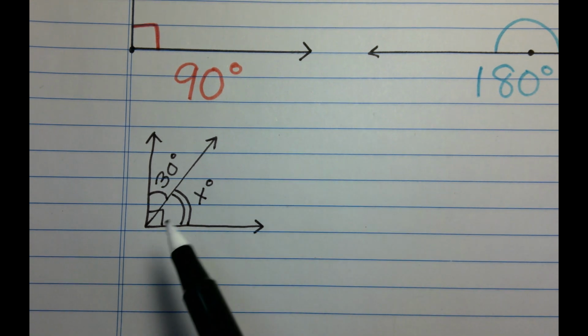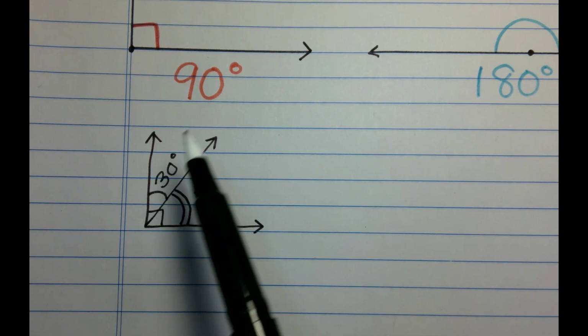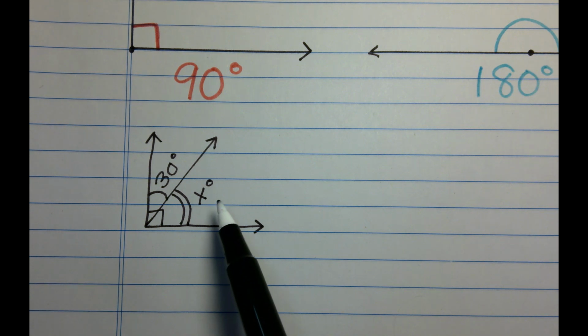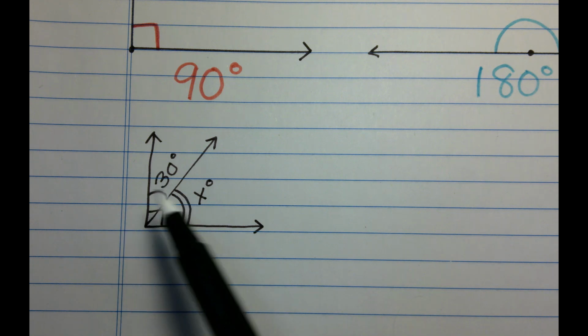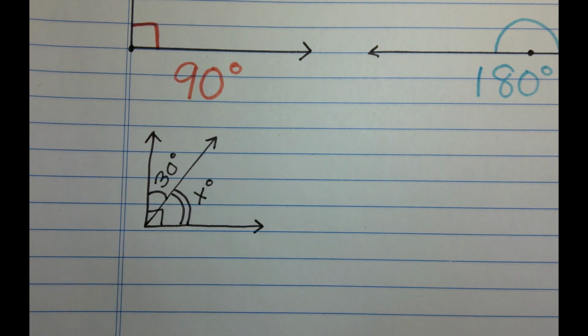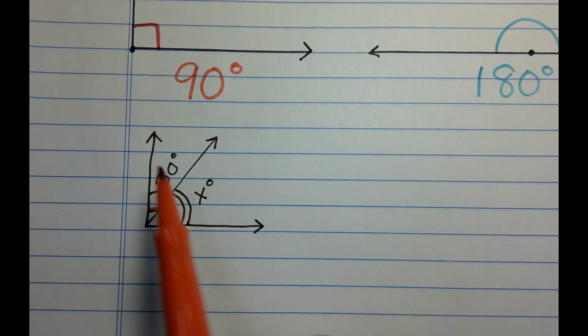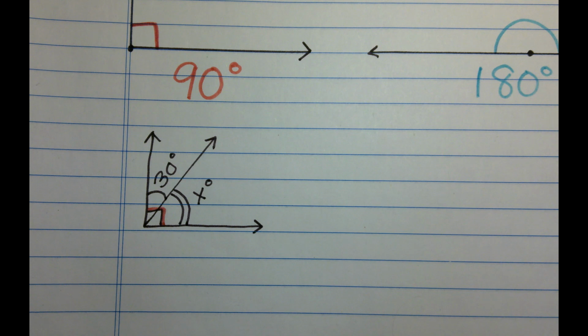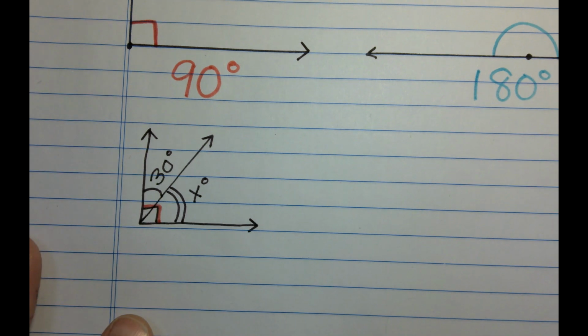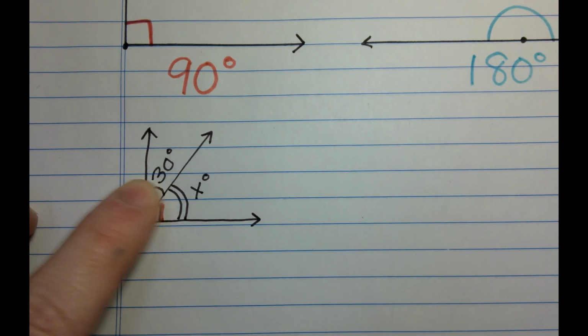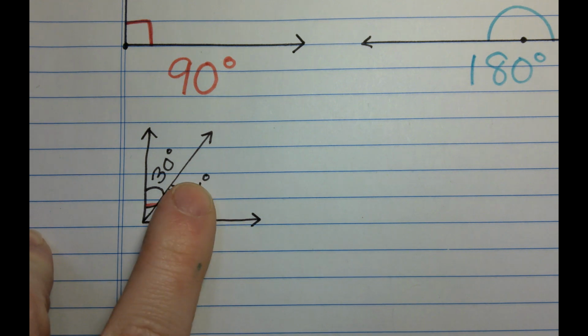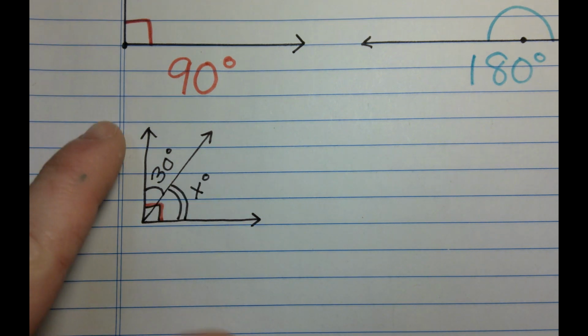So I have 30 degrees and I have X degrees. I don't know what this one is yet. These aren't the same though. But what do I know? You know that it all equals 90. Yes, I know that these 2 angles, when I put them together, they make 90 degrees. So when I put things together, I'm adding them. So I know that this angle, that's 30 degrees, plus this angle, X, is going to be equal to 90.